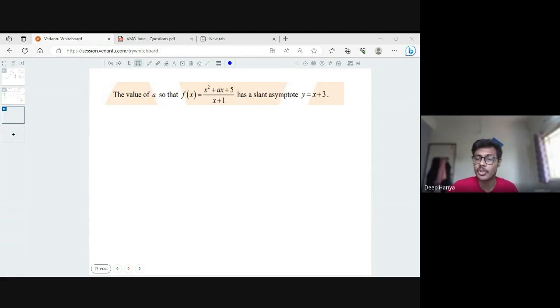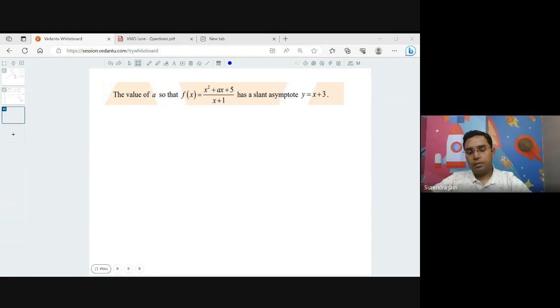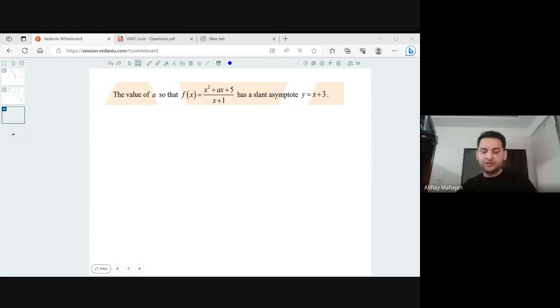This curve should not touch it. It should approach y equals x plus 3 at both infinities, but it won't touch. Okay, so your idea is totally correct. So I think you can approach this. Okay, no problem. Let us have some other question. So you can probably give a hint.